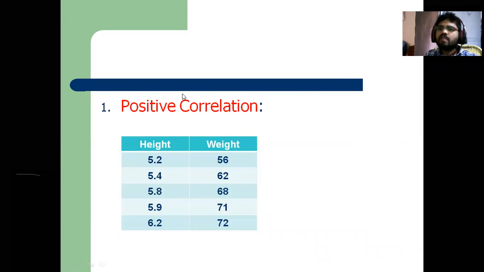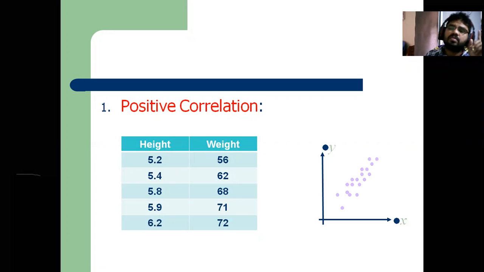I have taken the data, height and weight. For example, height is 5.2, weight is 56; 5.4, 62; 5.8, 68; 5.9, 71; 6.2, 72. On the base of this data, what we can observe is a positive relationship between the two variables, a positive direction. Generally, as height increases, weight also increases, so there is a positive direction like this, but it can be a straight line.